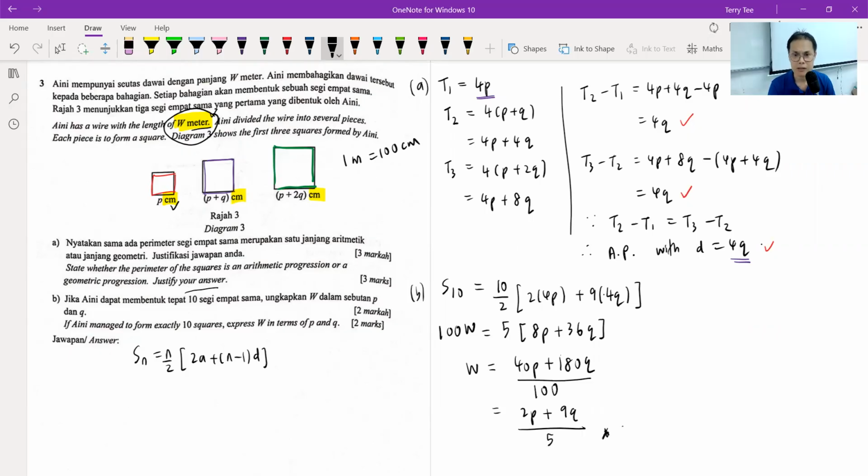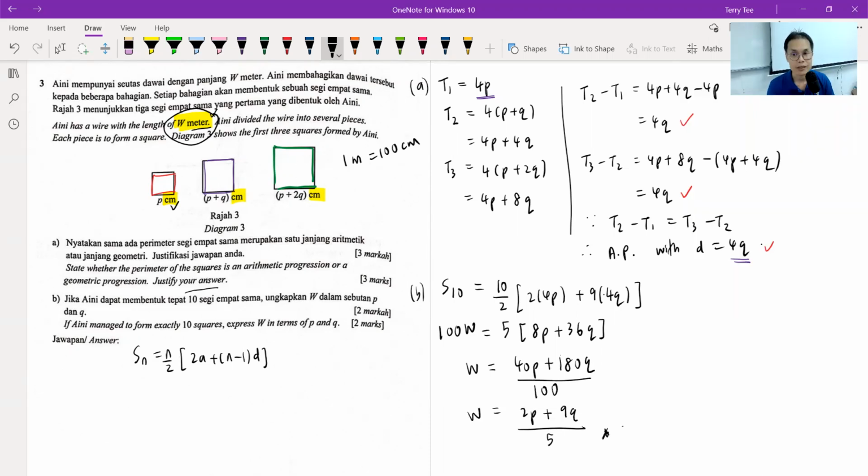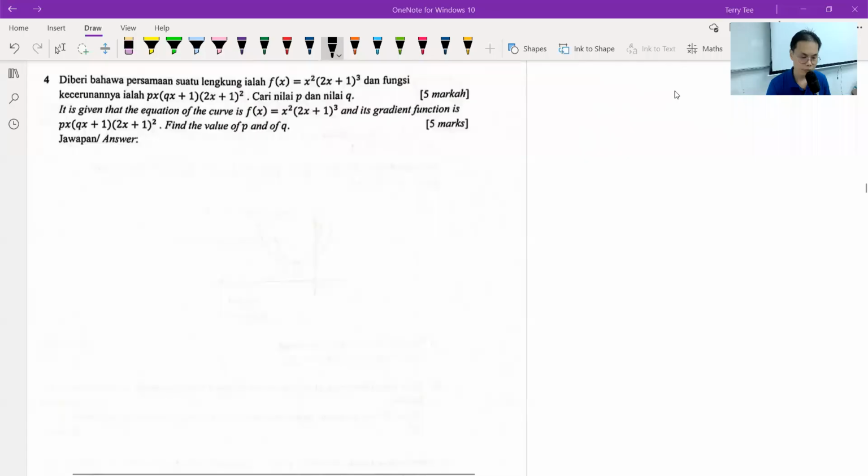You can use your calculator. You can just type it in your calculator, if you're not sure. 40 over 100 simplified to the lowest term is 2 over 5, right? And then 180 divided by 100 simplified to the lowest term is 9 over 5. There you go. You got your W in terms of P and Q.